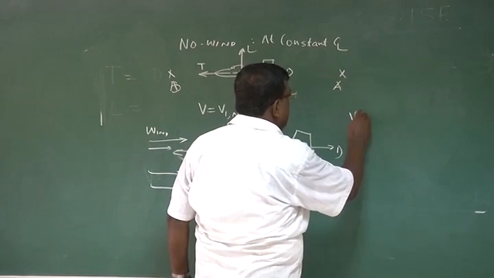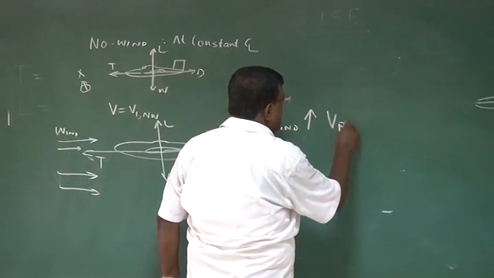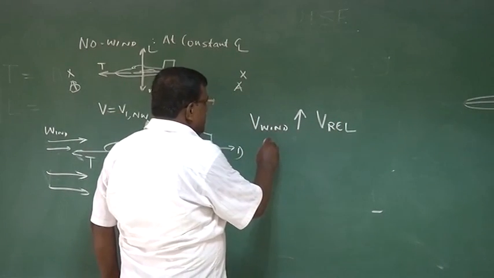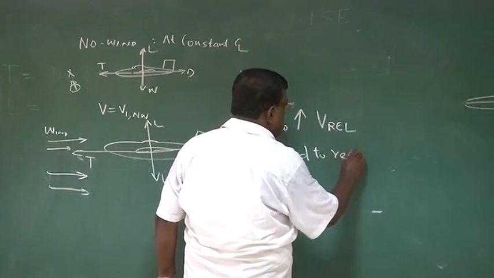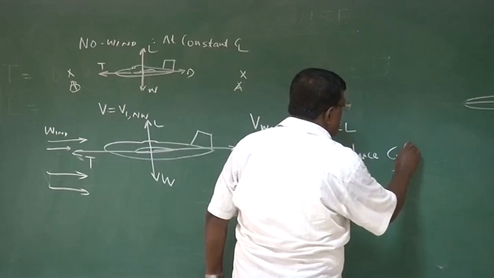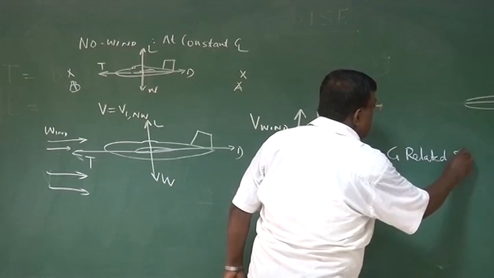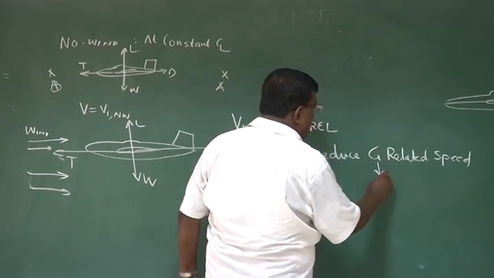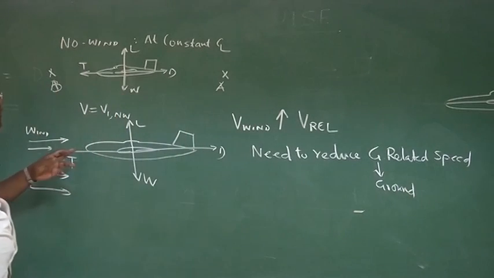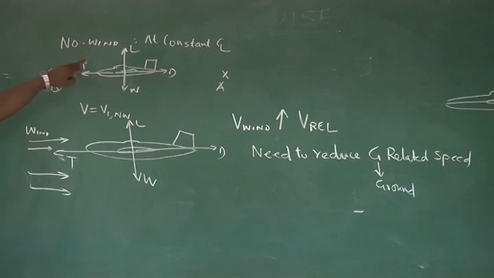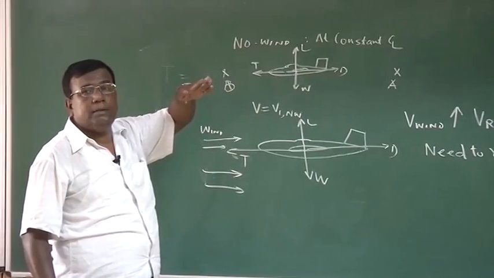So as V wind increases, V relative, right? So I need to reduce ground related speed. This is ground related speed, okay? So that the air relative speed remains same as in the first case and lift is equally balanced with the weight. Otherwise, the airplane will lift up. Right.